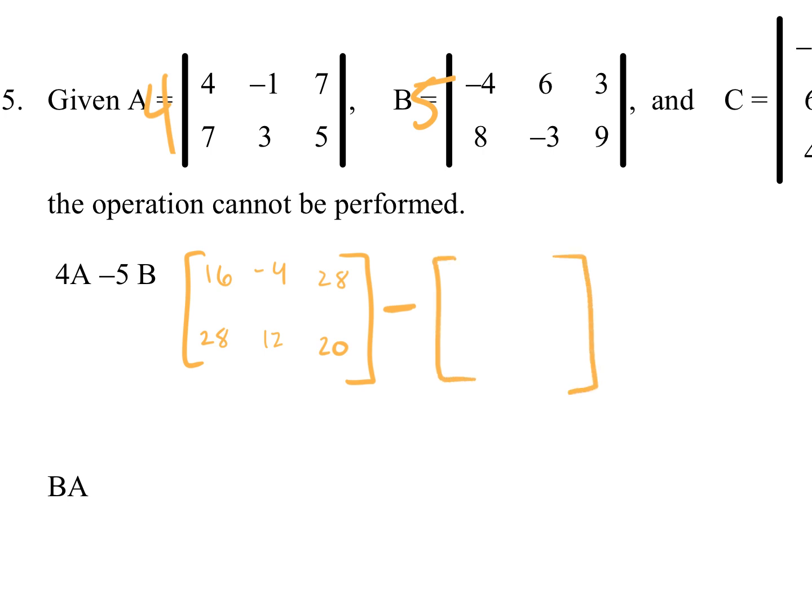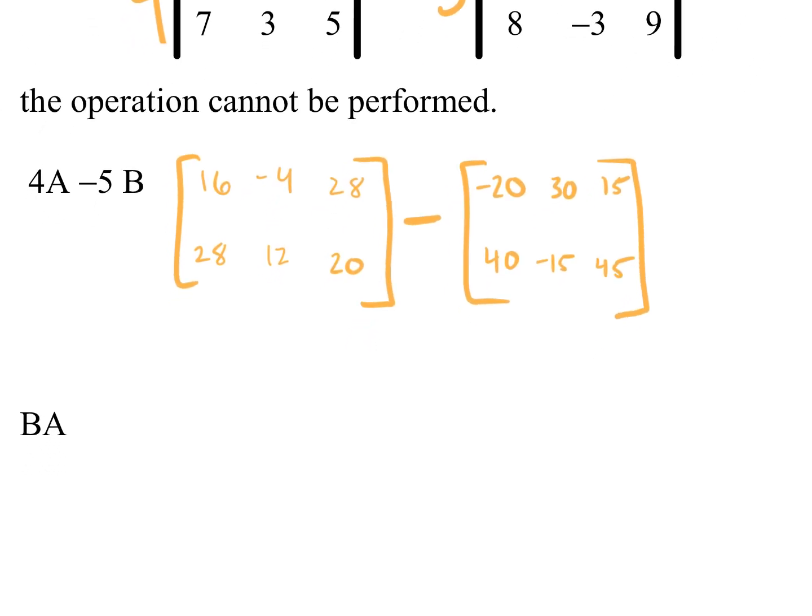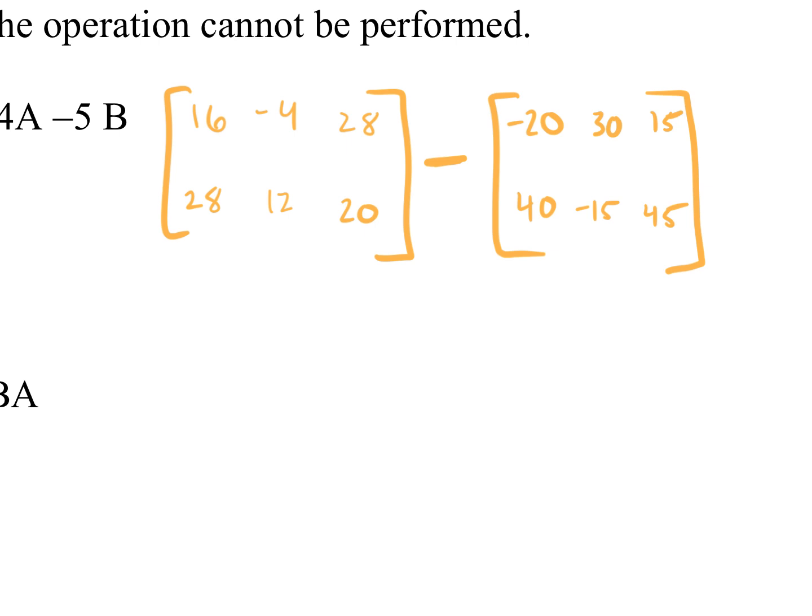signs. So when we distribute the 5, we get negative 20. 5 times 6 would be 30. 5 times 3 is 15. 5 times 8 is 40. 5 times negative 3 is negative 15. And 5 times 9 is 45. Now let's subtract. So be careful with your subtraction.